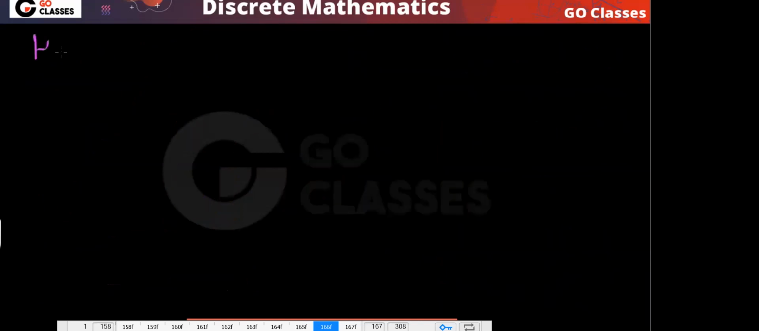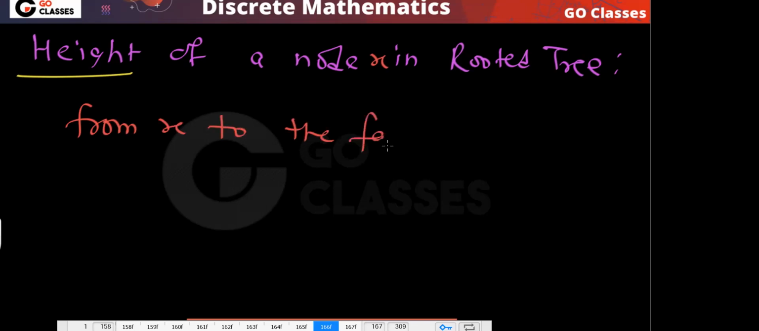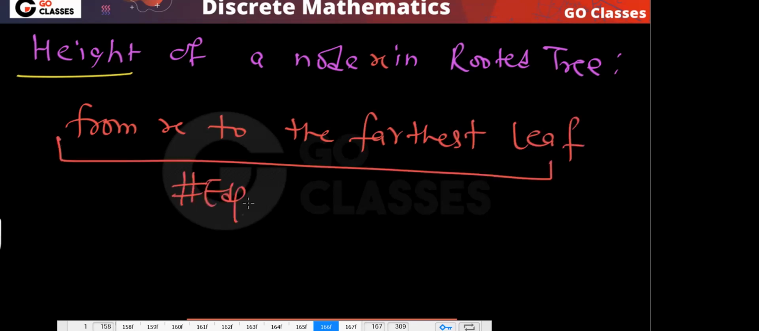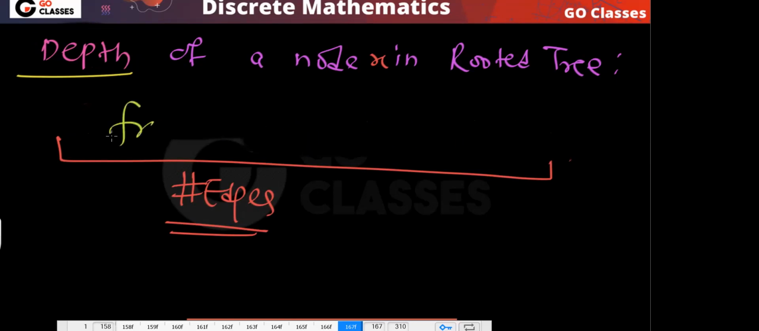So what is height? You have a rooted tree. In a rooted tree, what is height of a node, and what is depth of a node? Height of a node: you have a node X, so from X to the farthest leaf, number of edges. This will be your height of a node. And depth of a node will be from root R to X, number of edges.